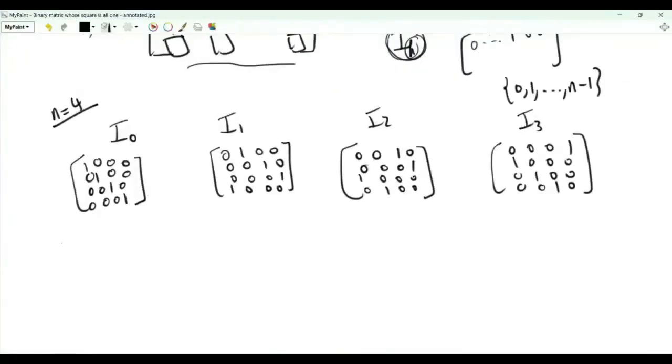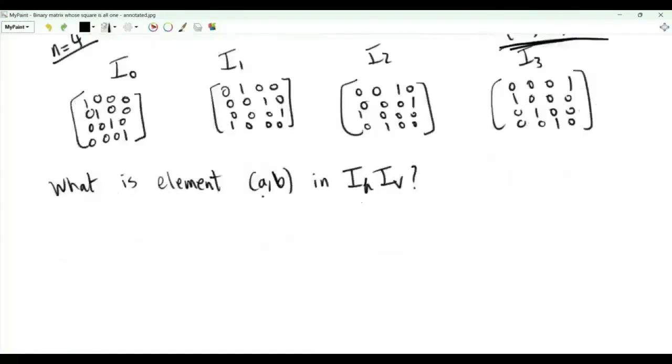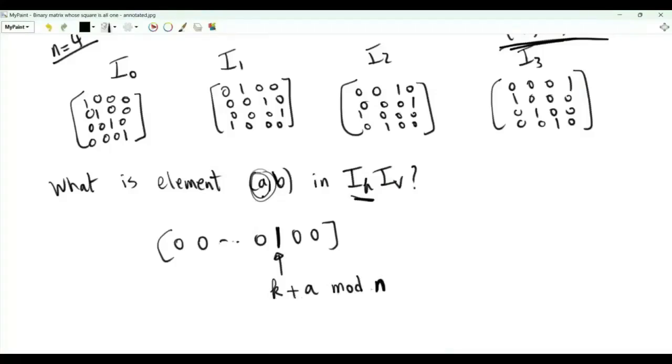What happens when we multiply two of these matrices? What is element AB in the product I_k I_v? Rather than using an index from 1 to n, the index takes values from this set. What is row A in matrix I_k? Row A is 0, 0, 0, and then there is a 1 followed by zeros. This one is in position k plus a modulo n. For instance, if n is equal to 4, k is equal to 2, and a is equal to 3, where do we have the unity element? It is in position 5 modulo 4, which is 1. This is this one here.